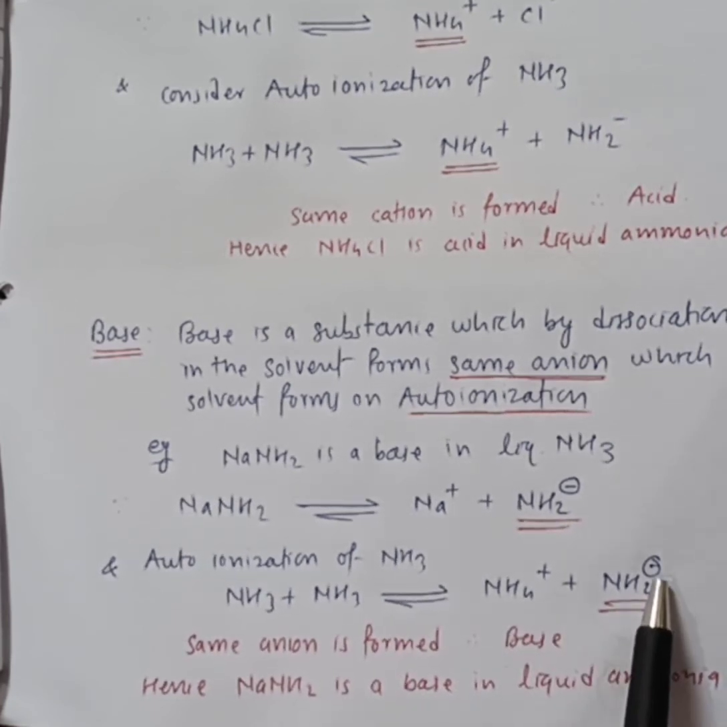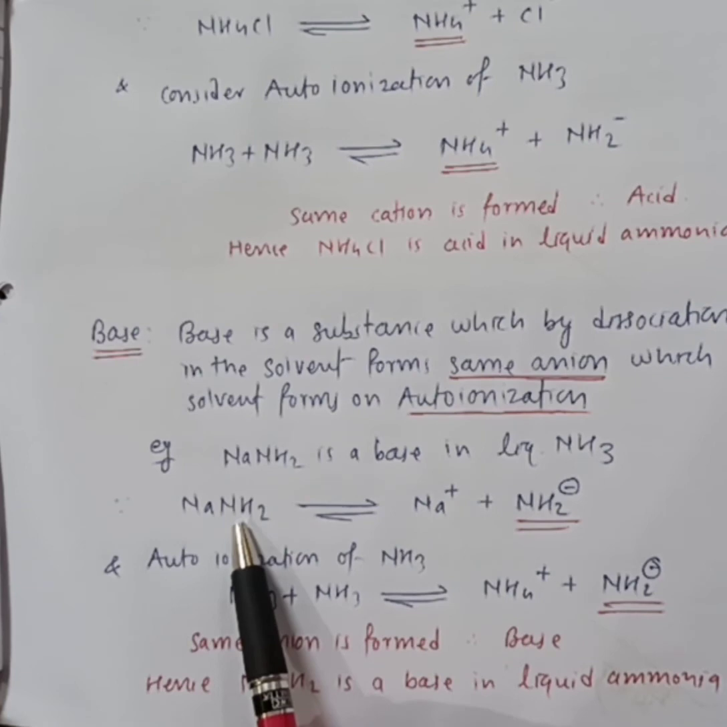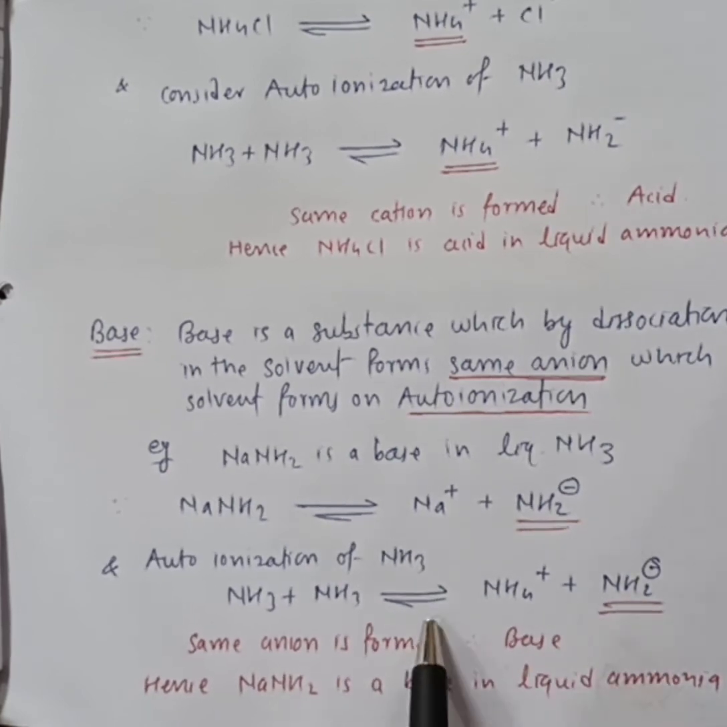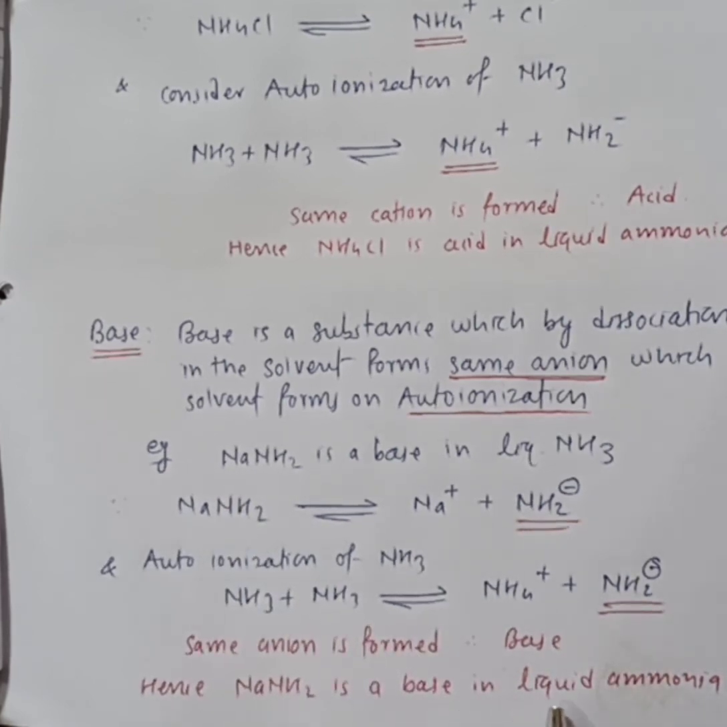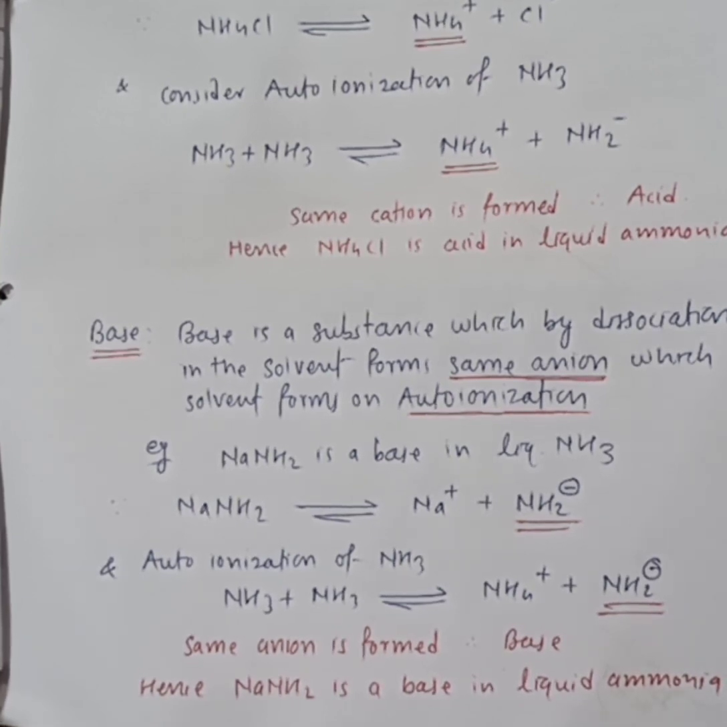Now see here again, the NH2- anion is formed in the dissociation of NaNH2, and in the auto-ionization of ammonia the same anion is formed. Therefore sodamide is a base in liquid ammonia. So this is the definition of acids and bases according to the Franklin theory. It is also called the theory of solvent system.